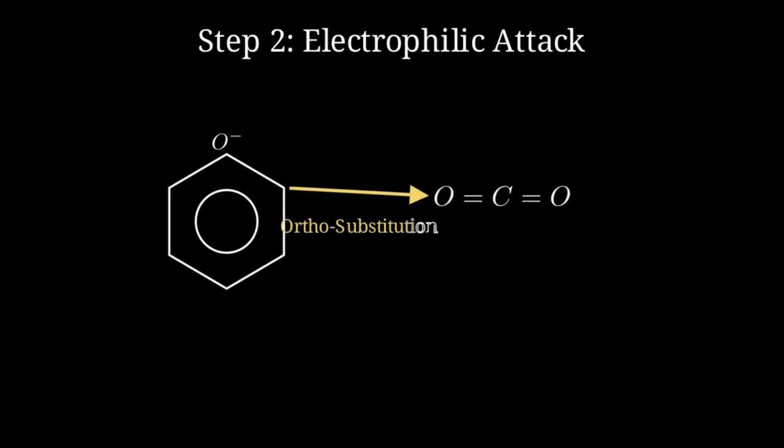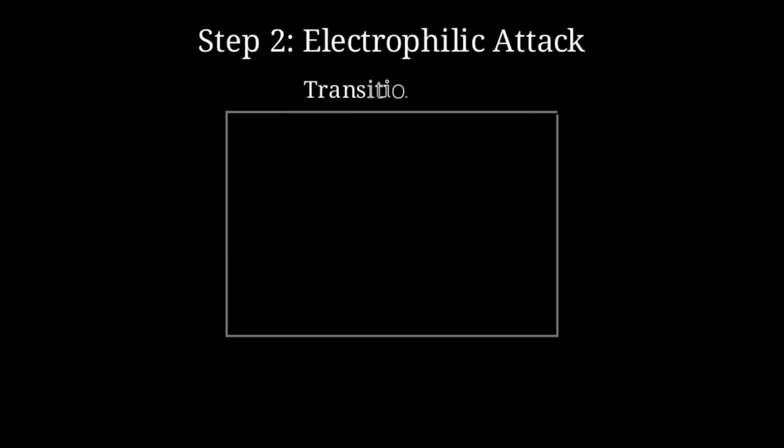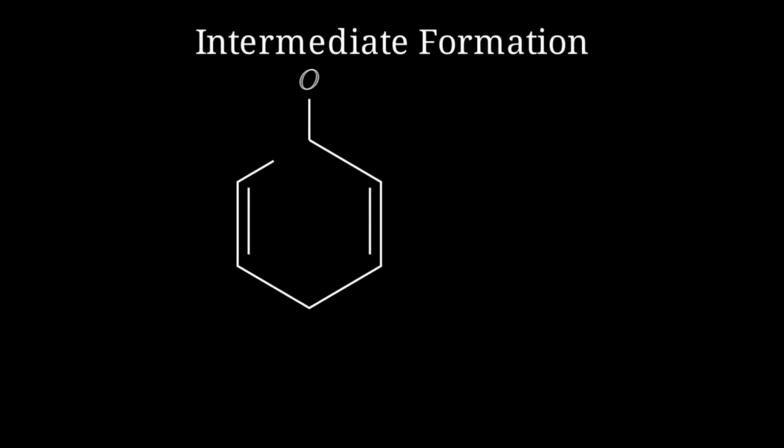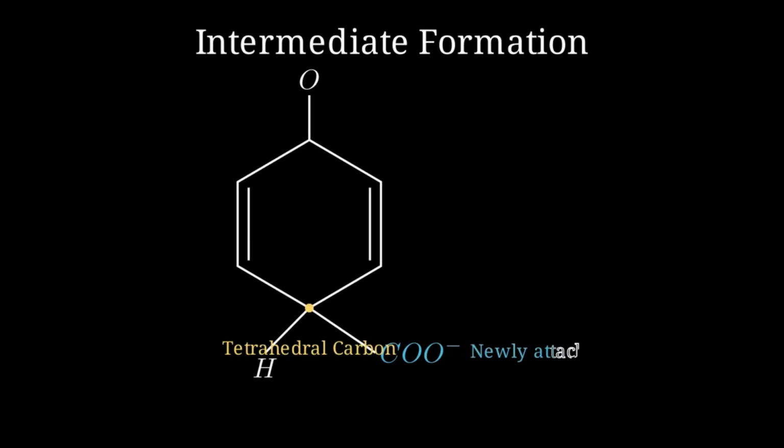Interestingly, the attack occurs primarily at the ortho position. This is due to the stabilizing coordination between the sodium cation and the oxygen atoms of both the phenoxide and CO2. As the bond forms, the ring temporarily loses its aromaticity, creating a high-energy intermediate. This state is unstable, and the molecule will quickly seek to regain the stability provided by the aromatic pi-electron system.